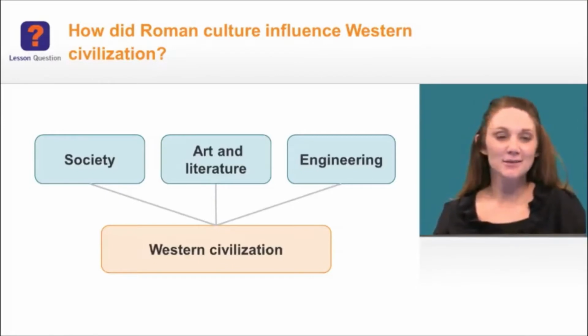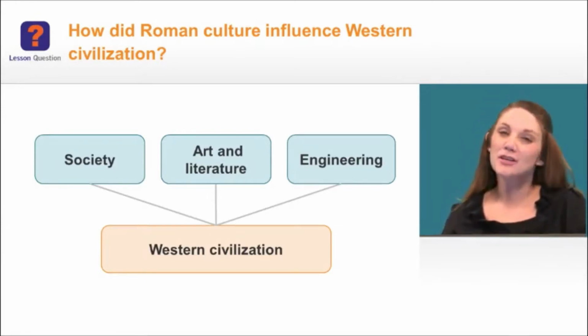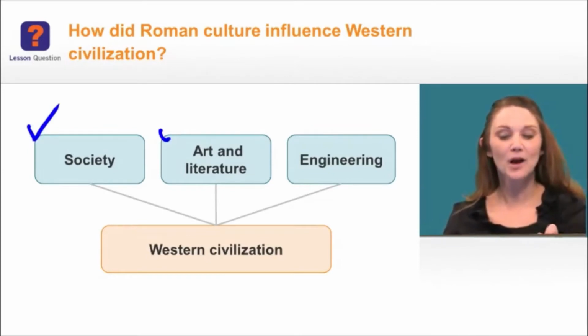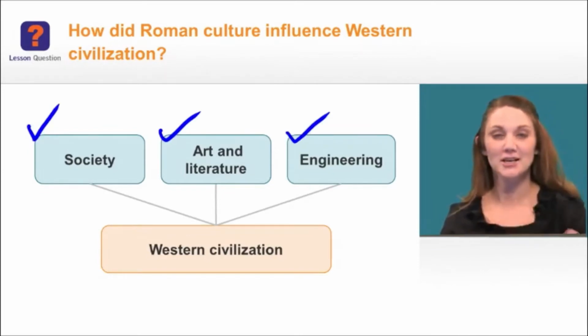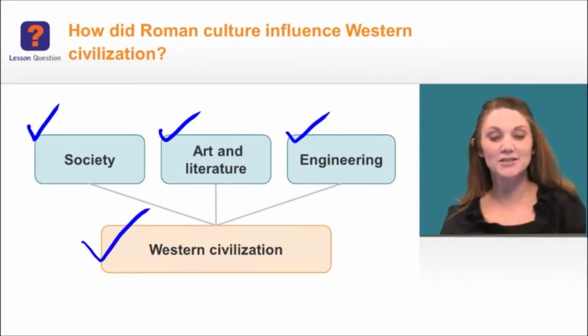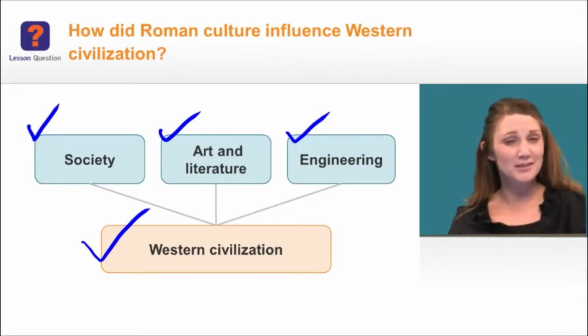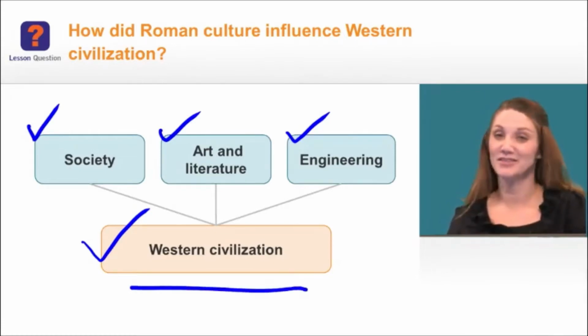Here we are at our lesson question again. How did Roman culture influence Western civilization? We're going to look at this in three parts: society, art and literature, engineering. Now, if we do all three, I'll bet you will be able to understand our lesson question. How did Roman culture influence Western civilization?